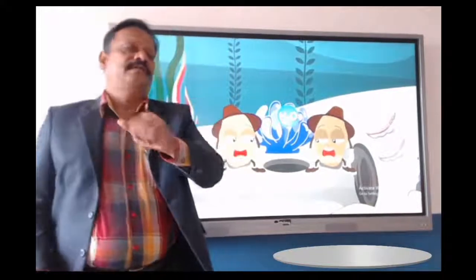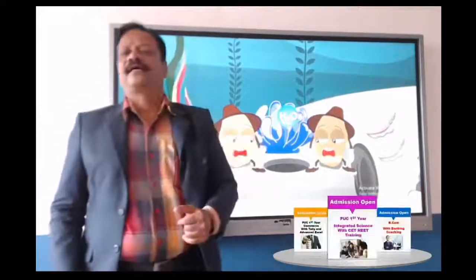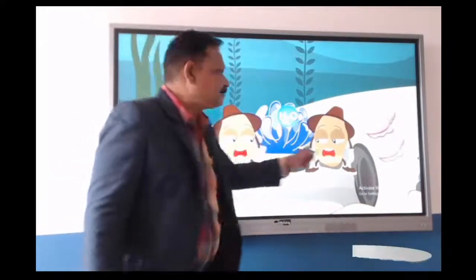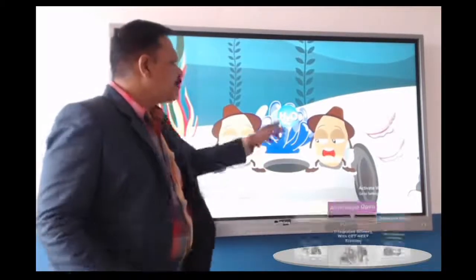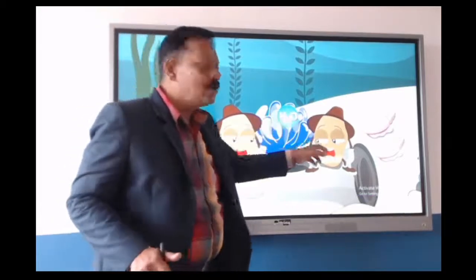So what happened now? Since they are dry grapes, the dry grapes are not eaten by the fish. The fish left those grapes and went away. Now see, the grapes, the raisins, what are they? These raisins, what did they do? They are coming in contact with water. Now what happens? One by one, they are absorbing water.